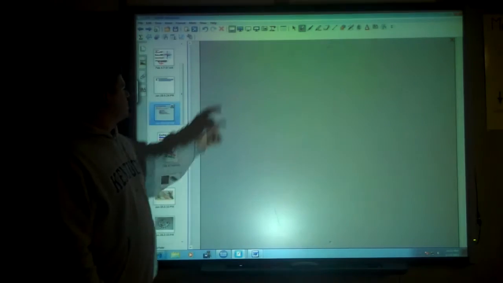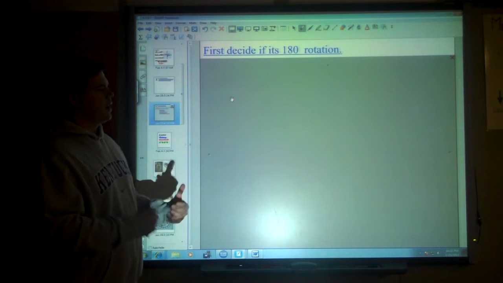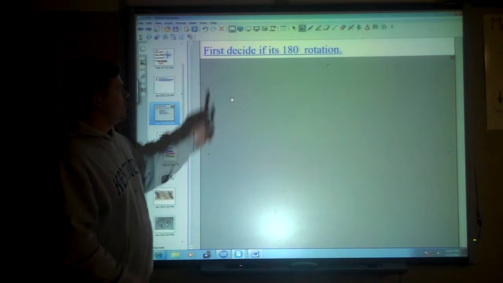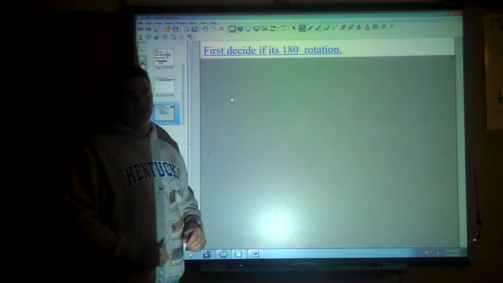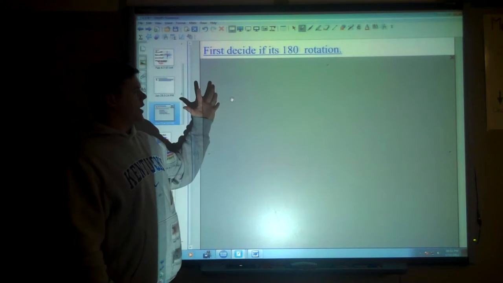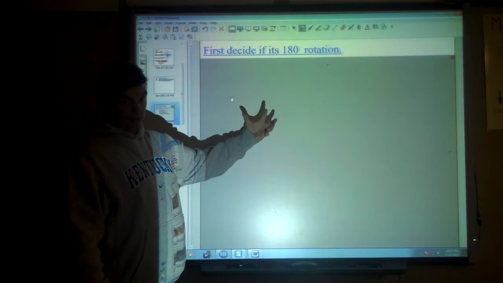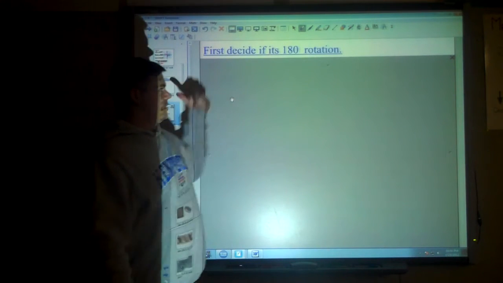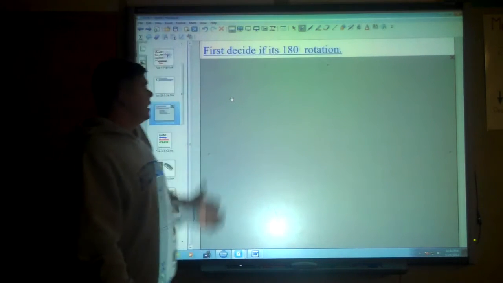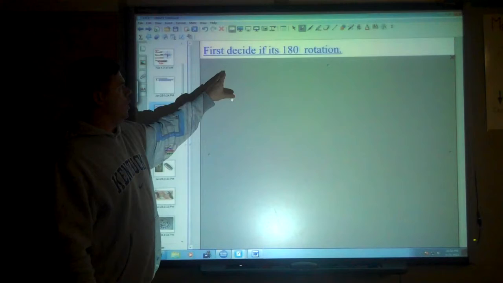Now we have a few different things to think about. This is the first thing you want to decide when you're trying to classify the frieze pattern. You want to decide whether or not it has 180-degree rotation. In other words, can you take the object, rotate it 180 degrees and have it map onto the next object, and then 180 degrees and map onto the next object? That's a yes or no question. Sometimes it will, sometimes it won't.